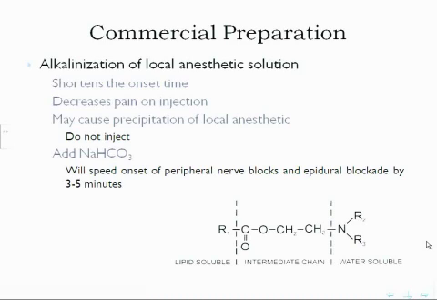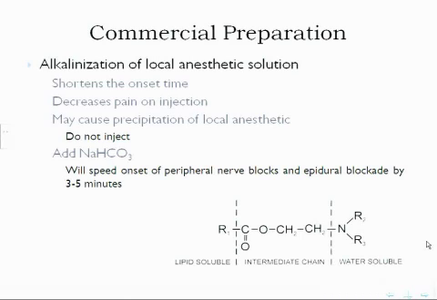One of the things that will happen when you add that alkalization is you'll shorten the onset time, so it will set up a lot faster. It decreases the pain on injection. The downside is that it may actually precipitate the local anesthetic, and you'll see crystallization. If you did that, you just messed up, and it's time to throw it away. Okay, you can't do it that way. You've got to redo it.